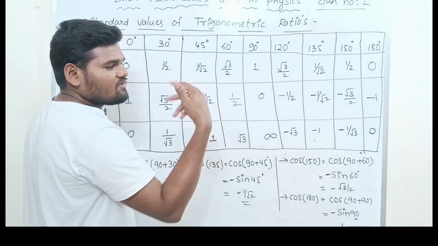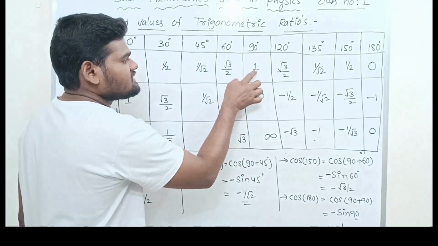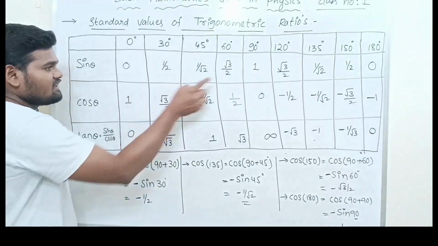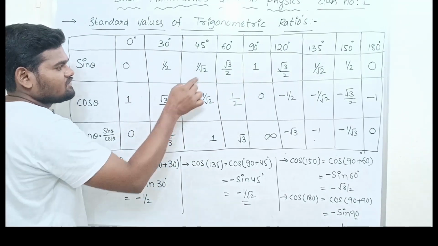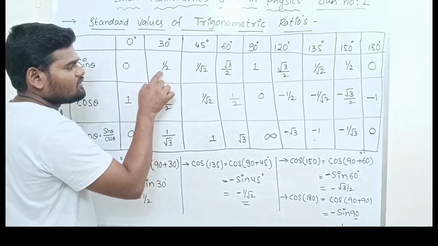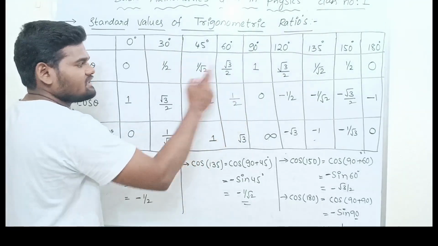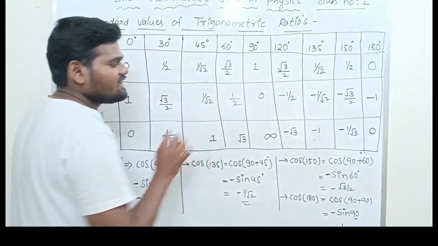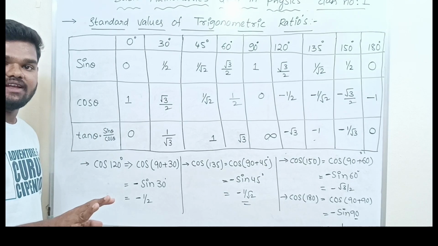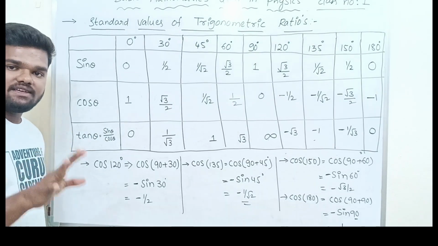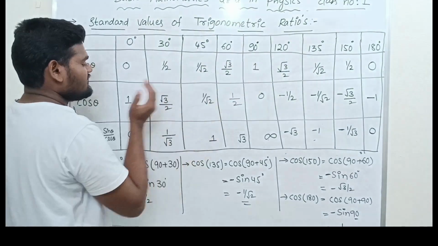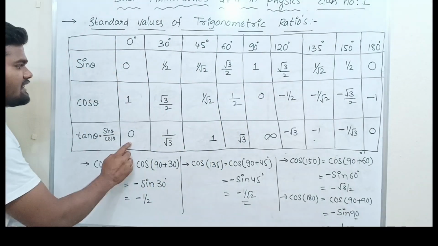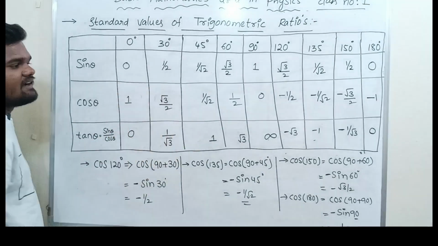If you want to write the cos values, just write the values of sin theta in reverse order. See, 1, root 3 by 2, 1 by root 2, 1 by 2, 0, in reverse order. If you learn sin theta values, then you can write cos theta values easily. Just write from cos 90 to cos 0 in reverse order. For tan, just sin theta by cos theta, you will get tan theta values.